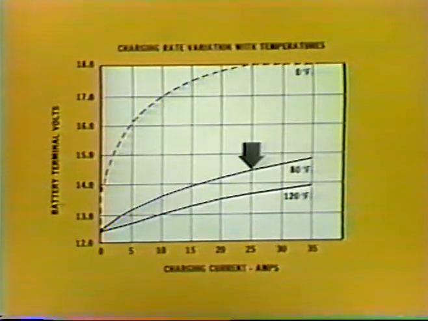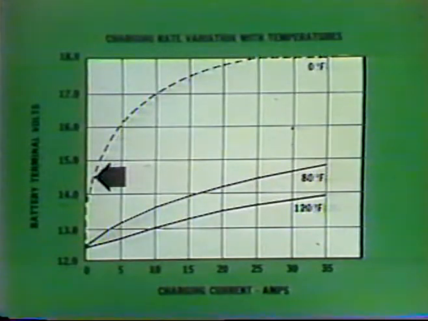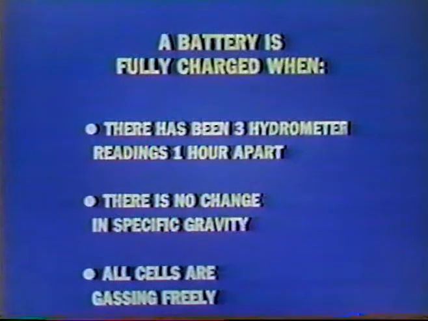As long as the outside of the battery is not excessively warm to touch, this condition has probably not been reached. The effect of temperature on the charging rate of a battery is considerable. At 80 degrees Fahrenheit, a half-charged battery will accept 25 amperes from a 14.4 volt source, while at 0 degrees Fahrenheit, it will accept only 2 amperes. A battery is considered to be fully charged when 3 consecutive hydrometer readings, taken an hour apart, show no change in specific gravity and all of the cells are gassing freely.